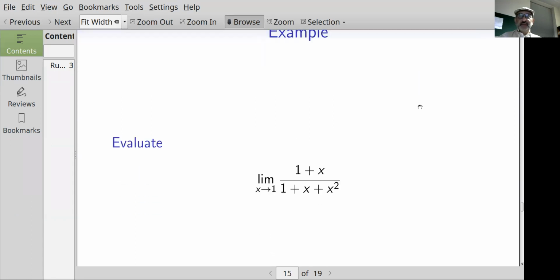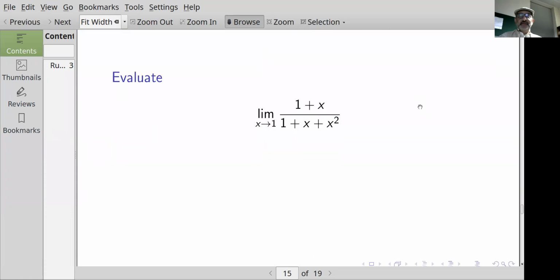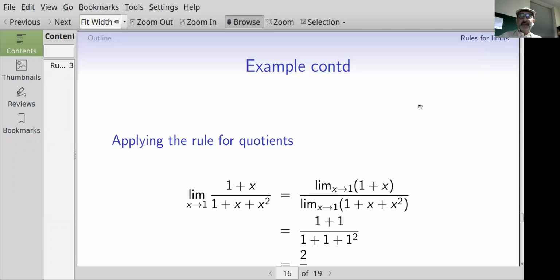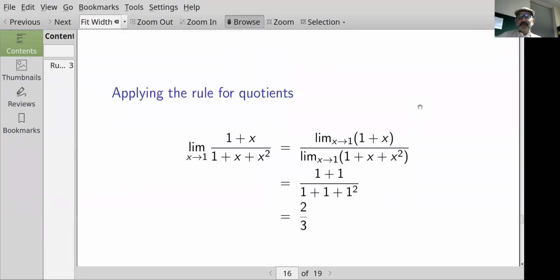Okay, so let's look at this one. The limit as x goes to 1 of 1 plus x over 1 plus x squared. How do we do that? Well, the limit of the quotient is the quotient of the limits. And 1 plus x, as x goes to 1, gets really close to 1 plus 1. And 1 plus x squared, as x gets really close to 1, gets close to 1 plus 1 squared. And that gives us 2/3.